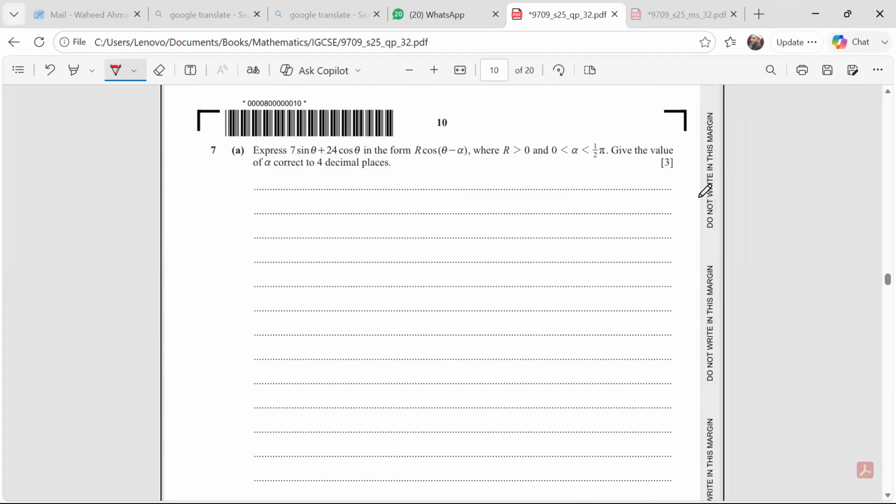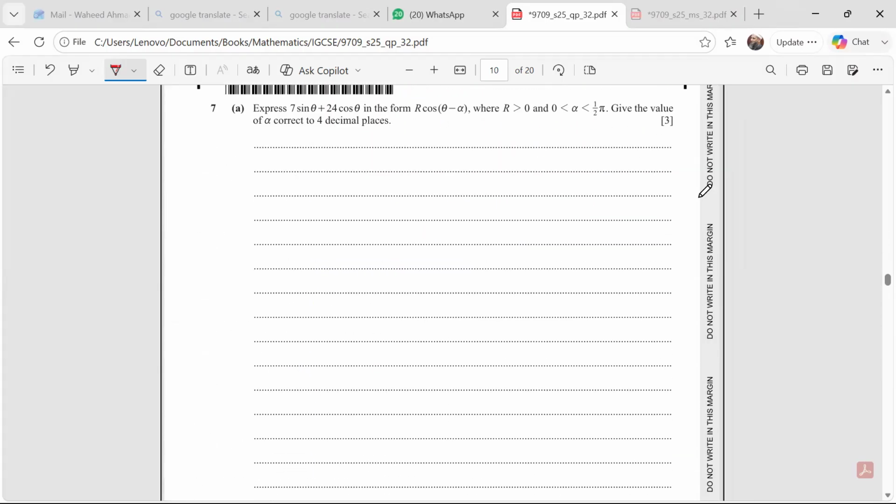Okay, next question, question number 7. Express this expression in the given form. We have this expression 7 sine theta plus 24 cos theta. You will see this type of thing very often in different applications. We have a sine function and a cosine function, and I have two constants, 7 and 24. So what I will do is write these two constants in terms of two other constants.